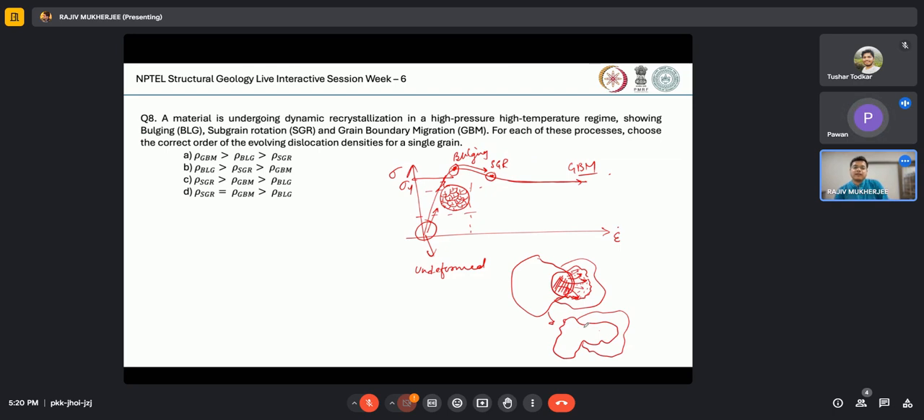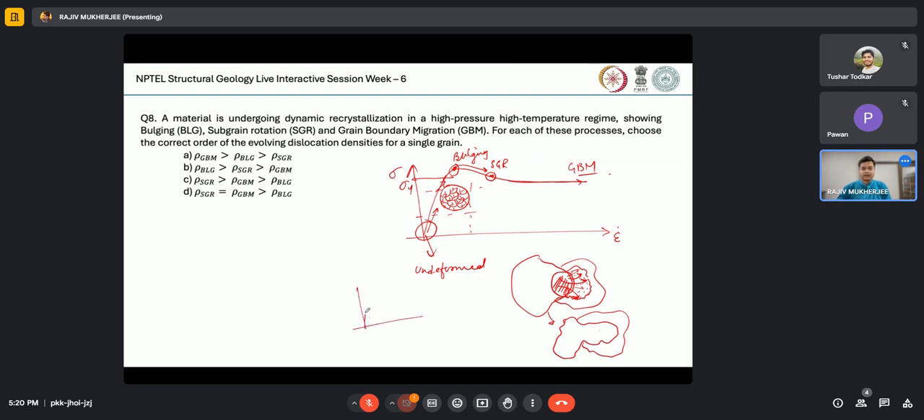If in the bulging state, subgrain rotation will not happen, then the material will go to the strain hardening side. Eventually this is a form of strain hardening itself. So the stress strain curve can be like this as well.